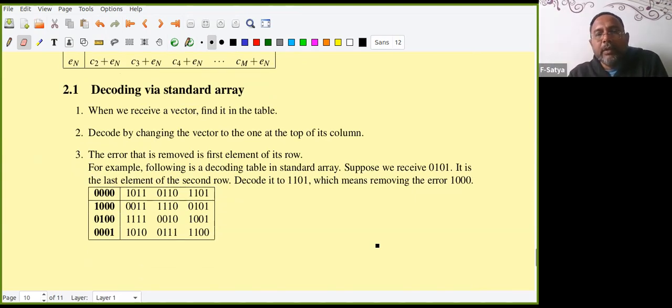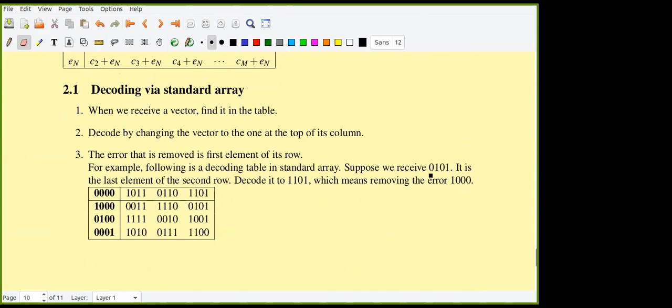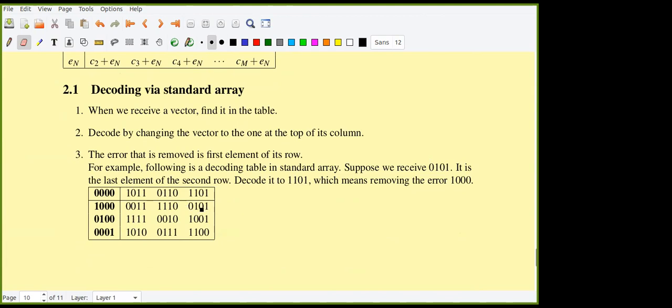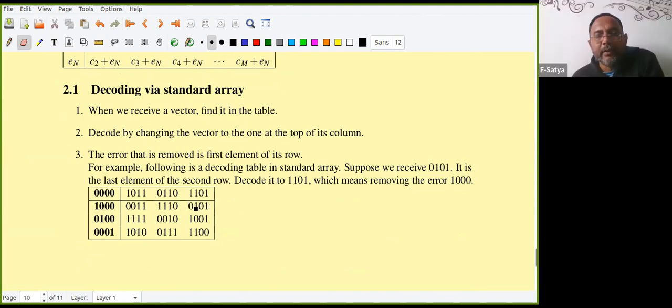For example, suppose we receive 0, 1, 0, 1. Is it a code word? No, sir, it is not a code word. So that means there is an error. But in which column, which row is it? 0, 1, 0, 1. Second row, last column. It is here, right? I'll find it here.